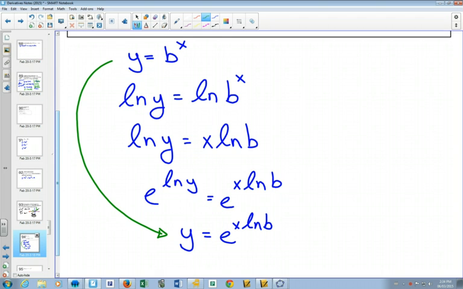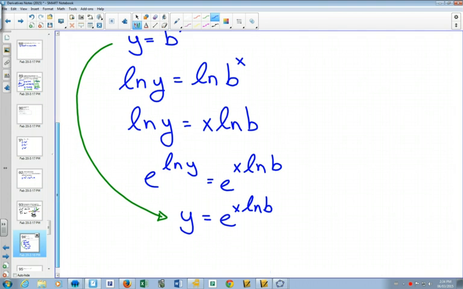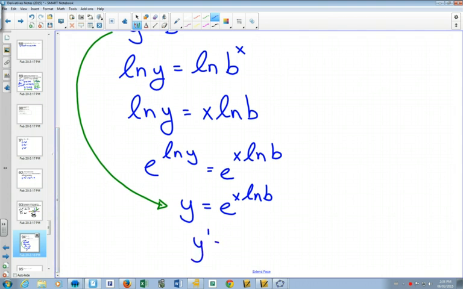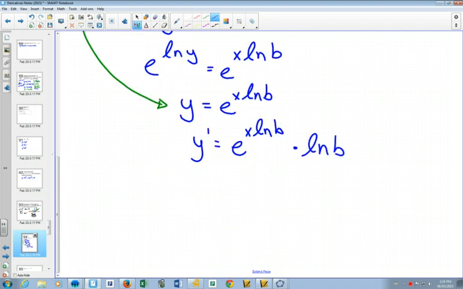If I do that, I can take the derivative because I know the derivative of e to the x. What is the derivative of e to the x? It's the same. So we start by writing the same. But we have a chain rule because we have a function inside of e to the x. The function inside is just natural log of b, which is a number, times x. So what will the derivative of that be? Just the number, which is natural log of b. So here's the derivative.